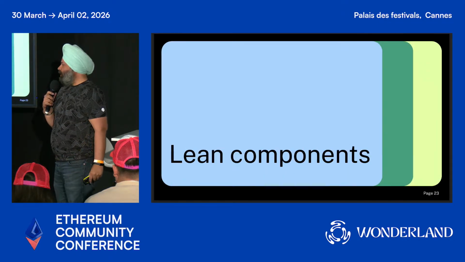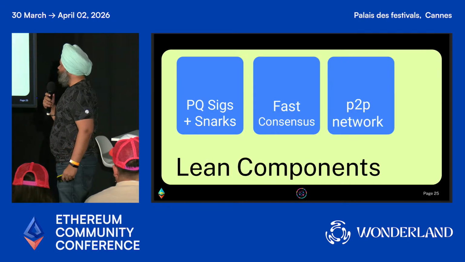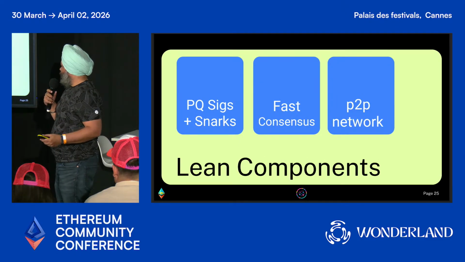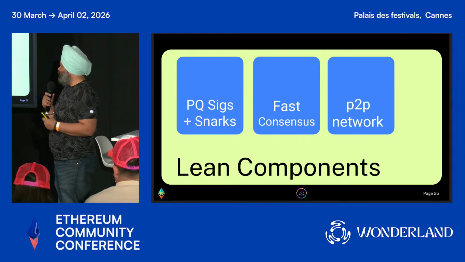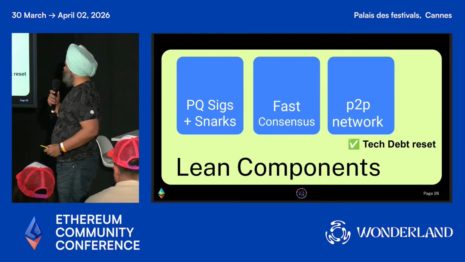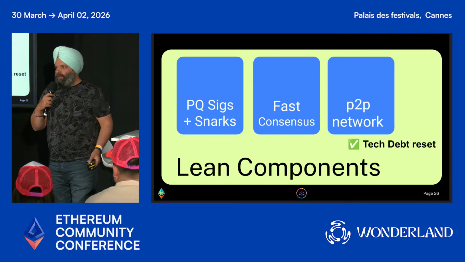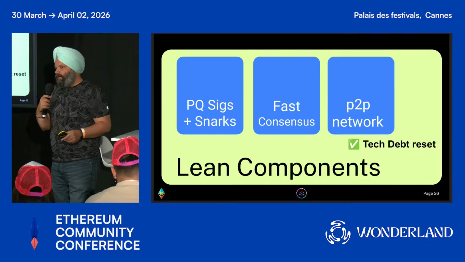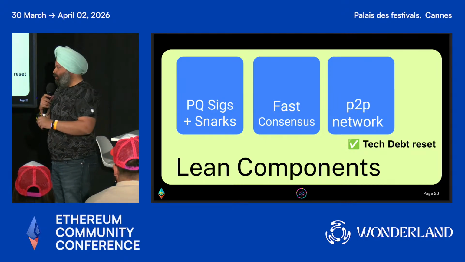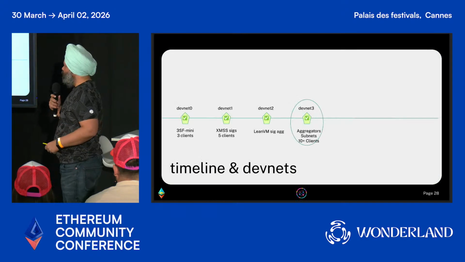So coming to lean components. There are 3 pillars that make up lean: post-quantum signatures and SNARKs around them, fast consensus, and optimizations and improvements on the P2P network. And when we are doing all those things, it will affect the entire way the consensus runs. So there will be a tech debt reset. We want to make the protocol simpler.